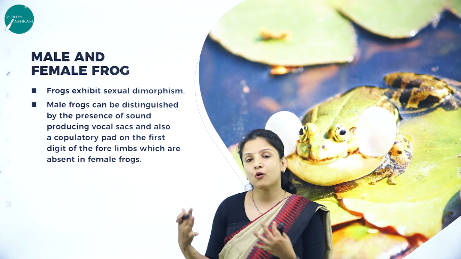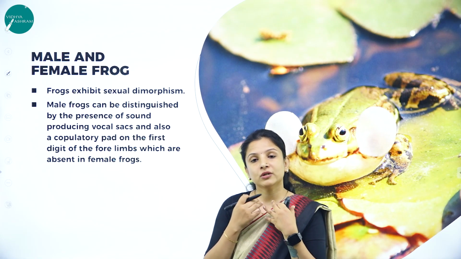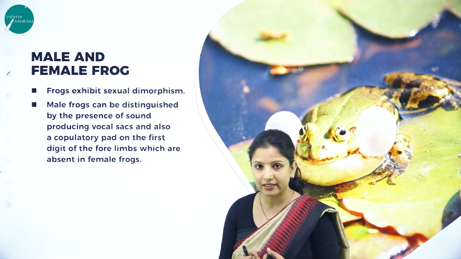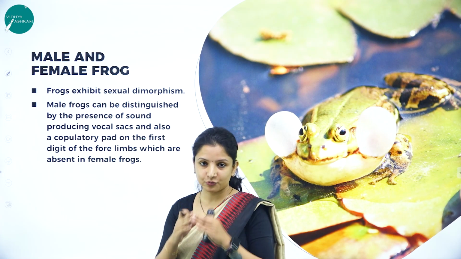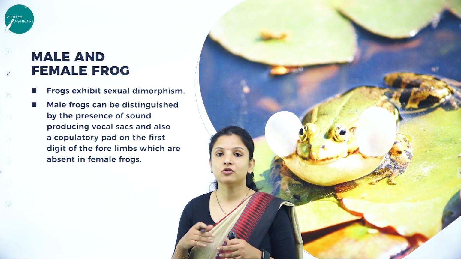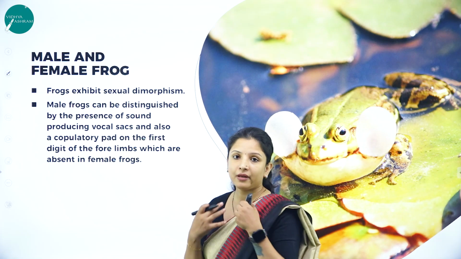So if you have a pond or somewhere nearby your house, or you live in an area where there is too much rain, a lot of croaking sounds are heard in the rainy season. Why is that? This croaking sound is made by the male frogs in order to attract the female frogs for mating. So how do they make these sounds?